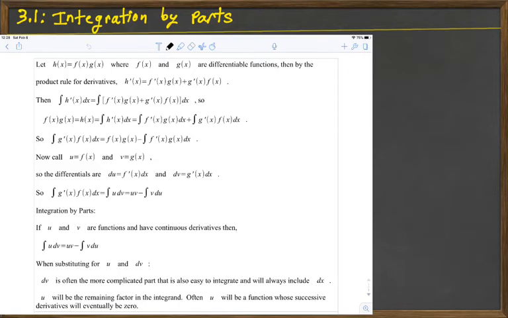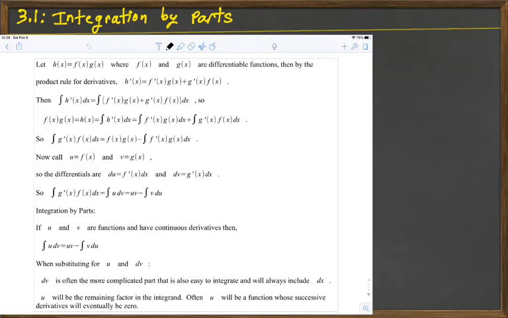So the idea of the derivation here is you let h of x be a product of two functions, f of x and g of x, which are differentiable functions. Then if we take the derivative of h of x, you would use the product rule. So the derivative of h of x would be f prime of x, g of x, plus g prime of x, f of x. Then the antiderivatives would be equal.